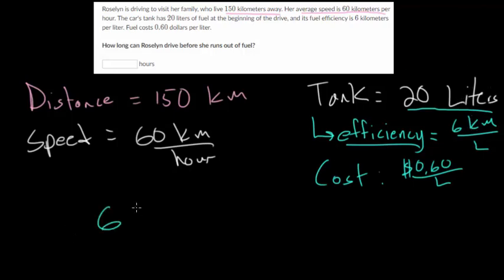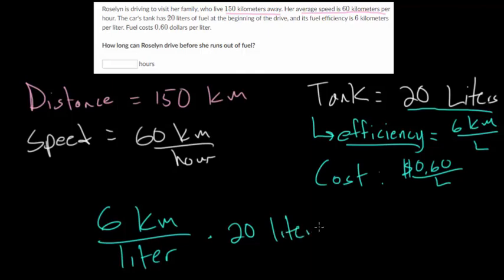So we know that she gets 6 kilometers for every liter, and we know that there are 20 liters in total. When we do our unit cancellation here, liters divided by liters, you have liters in both, and you just end up with kilometers. And 6 times 20 would be 120 kilometers.